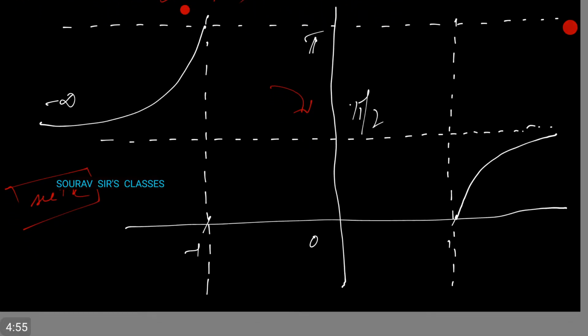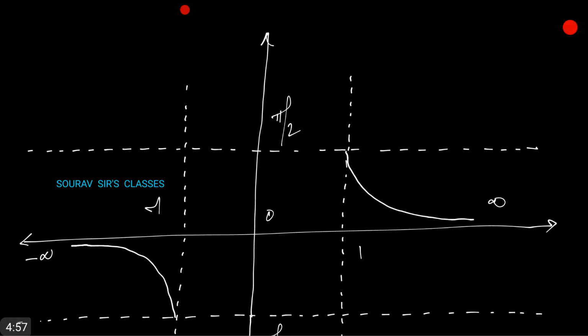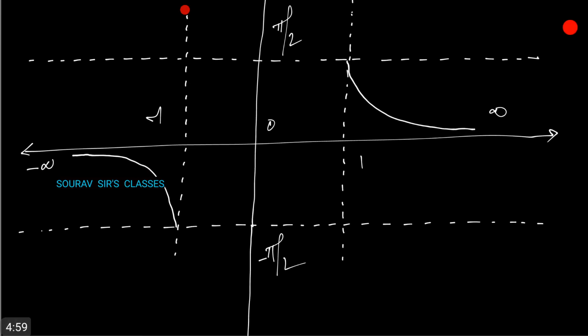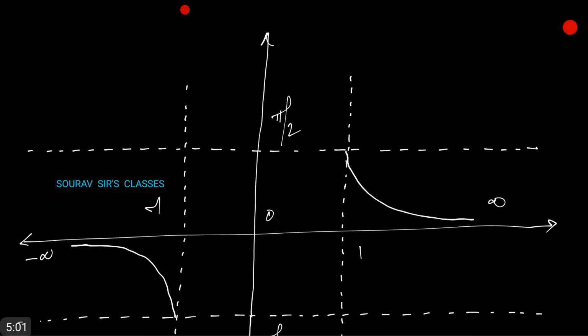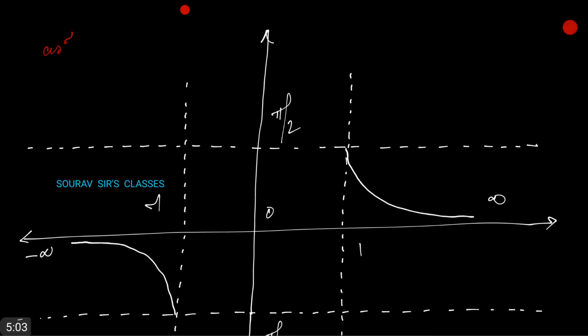Alright, so we'll move on. This is the graph of cosec inverse x, as we can say, because it's an even function. How do we know it's an even function? Because 1 by sine inverse x is even. And how do we know that? Because we know that sine x is odd, and sine inverse x is odd.